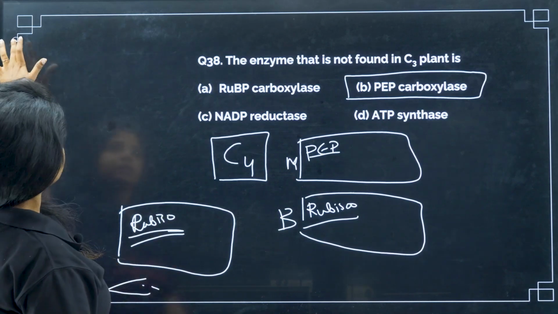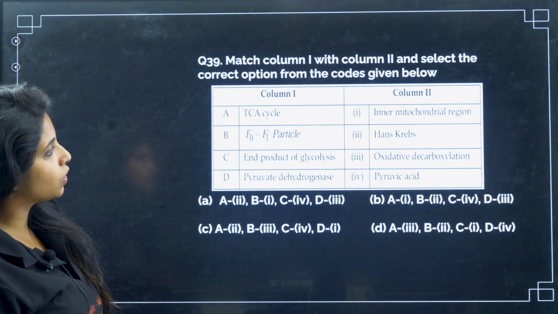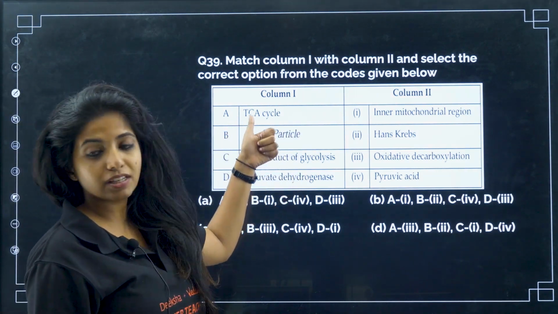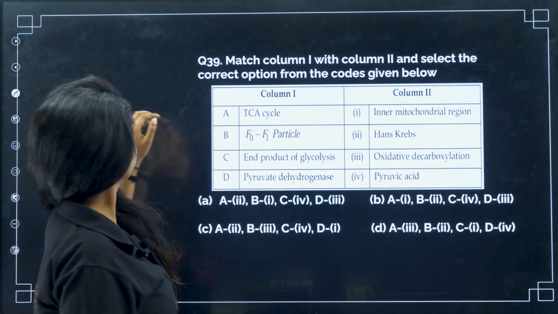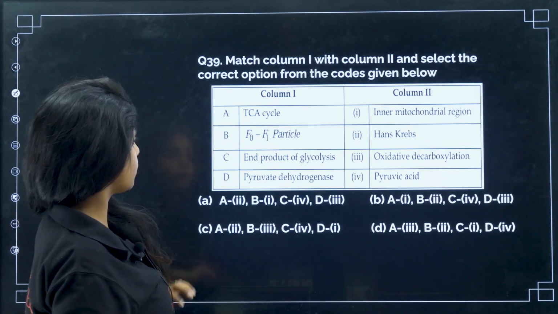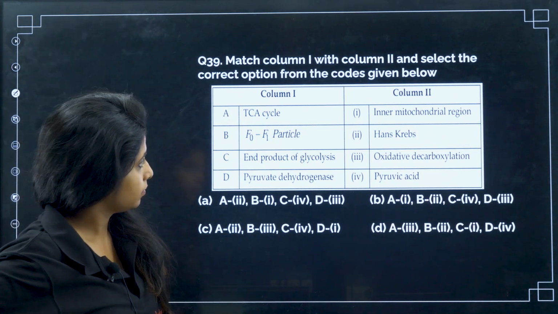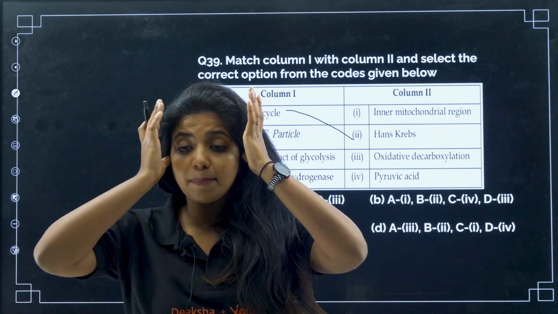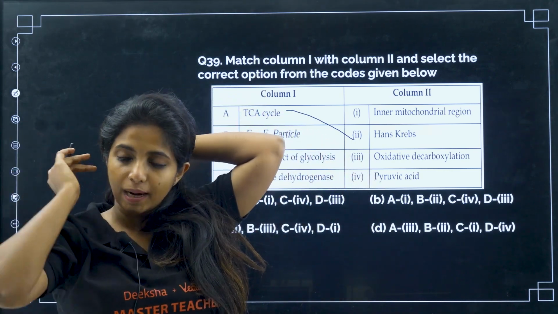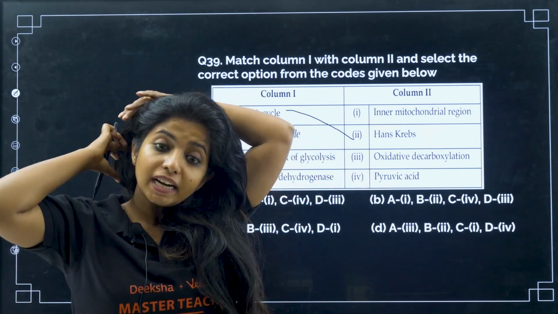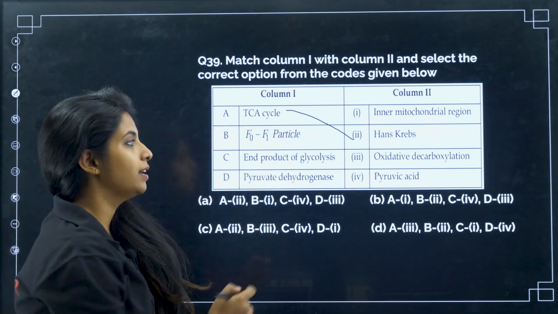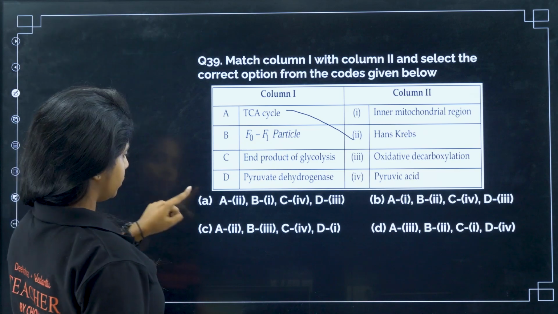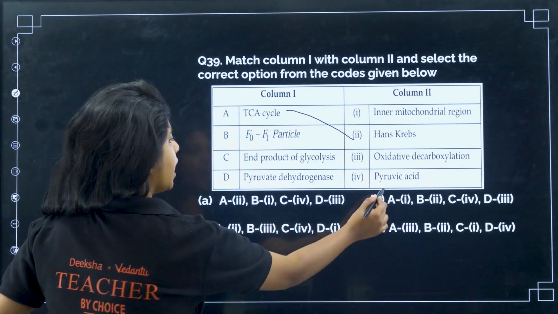Okay. Next question. Match column 1 with column 2 and select the correct option from the codes given below. TCA cycle, that is tricarboxylic acid cycle. What happens in the tricarboxylic acid cycle? It is also known as the Krebs cycle, and it was put down by whom? It was put down by Hans Krebs. So A goes with 2, my dear children. I have lots of options like that, I can cut these options.